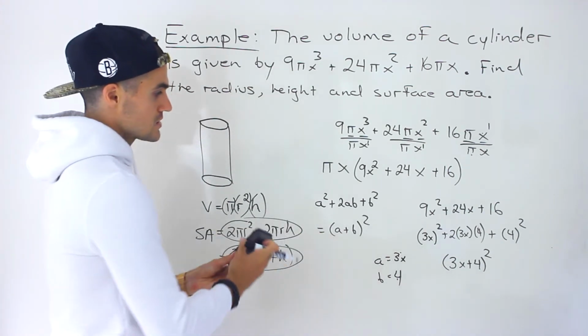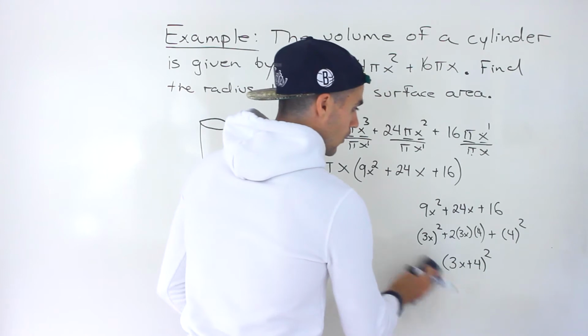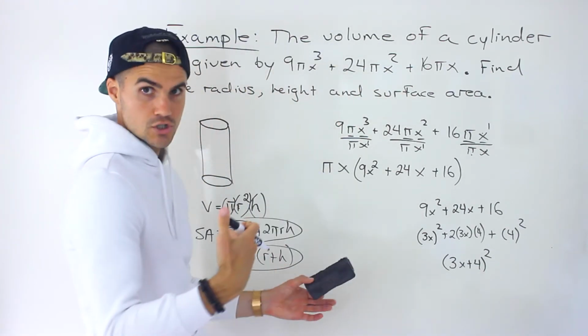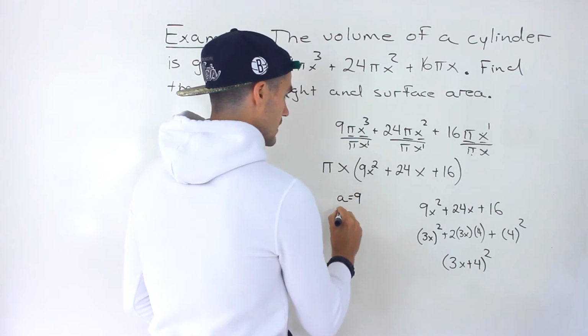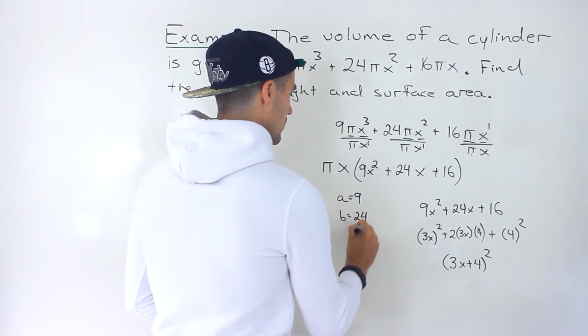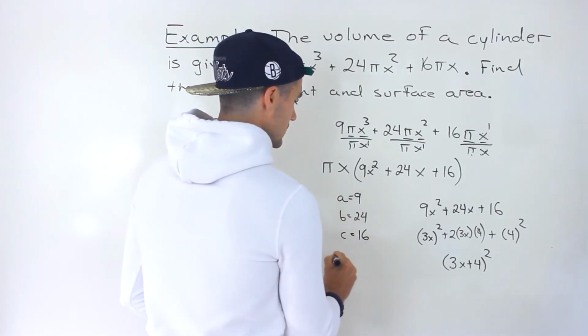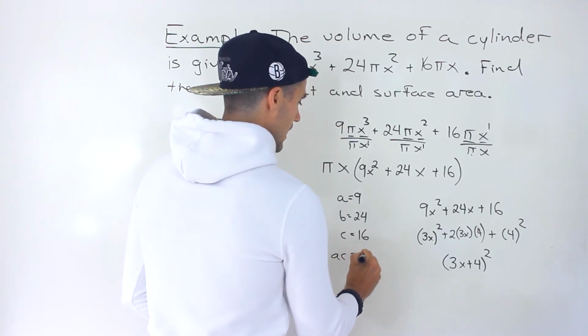If your teacher is not using this formula, they're probably just going to want you to use decomposition, which, as I mentioned before, is my preferred method. So if the a value is 9, the b value is 24, the c value is 16, we multiply the a and the c.